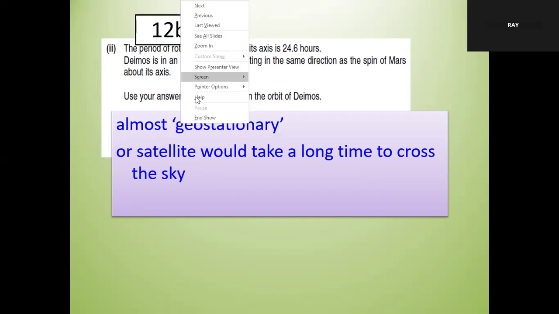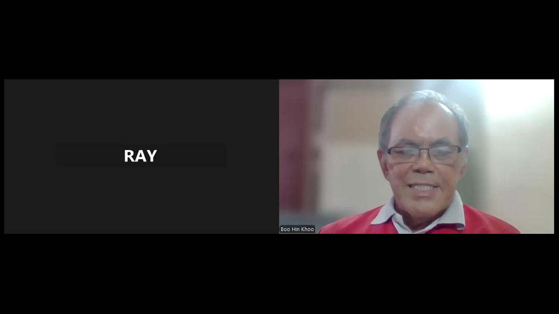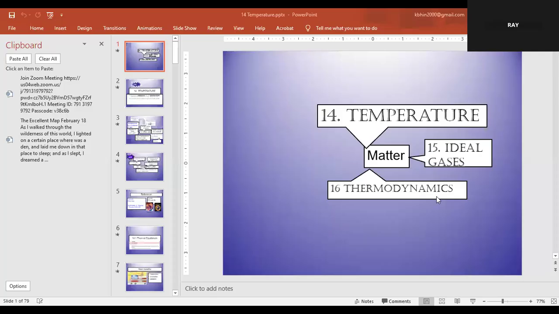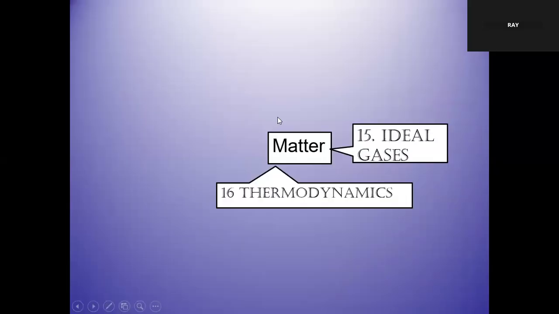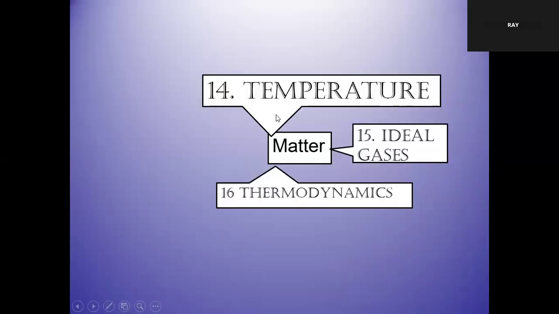Okay, let us make a start. Anytime we will be cut off. Make a start with thermophysics. I call this matter, or thermophysics. So we are going to do temperature today. Won't finish it, but we will do a bit of it. Under thermophysics or matter will be temperature, ideal gases, thermodynamics.